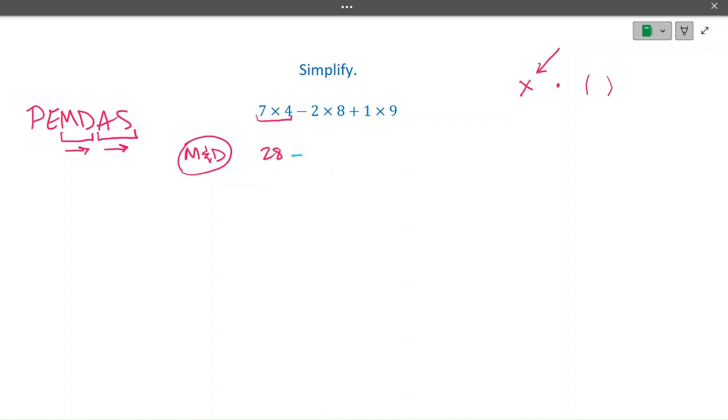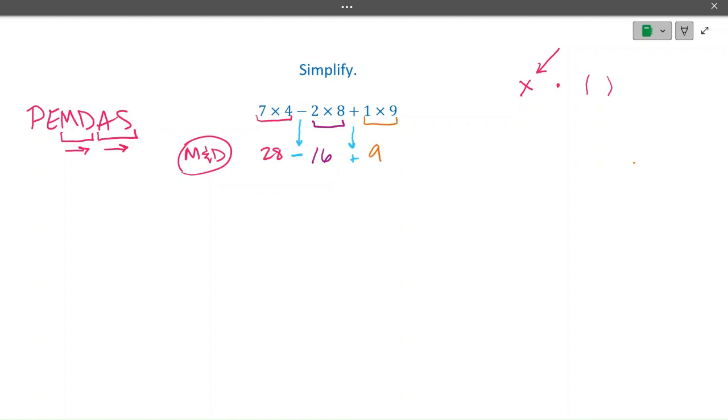Okay, I'm dropping my operator, this negative sign, straight down because that means we are not multiplying. And now I move to my next multiplication, which is 2 times 8, which is 16. And once again, I'm moving my operator straight down, which is a plus. And I'm going to do my last part of multiplication, which is 1 times 9, which is 9.